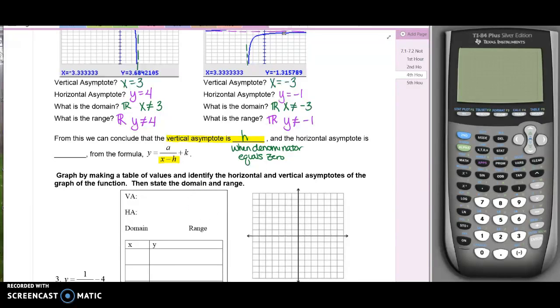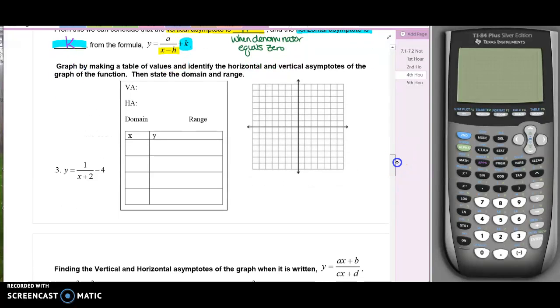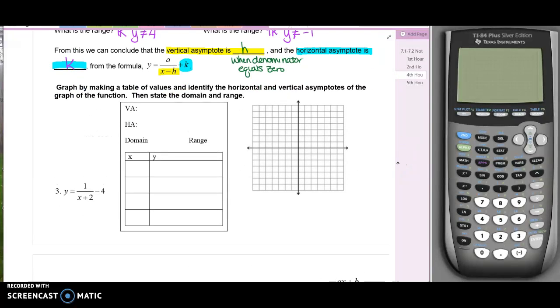Your horizontal asymptote is the number added or subtracted after. So your horizontal asymptote is simply k. All right, let's use this information to actually graph one of these all by ourselves, using the graphing calculator very little. I'll show you how to use the graphing calculator to help you without having it do everything for you.